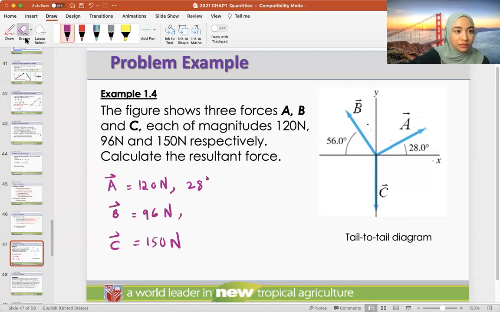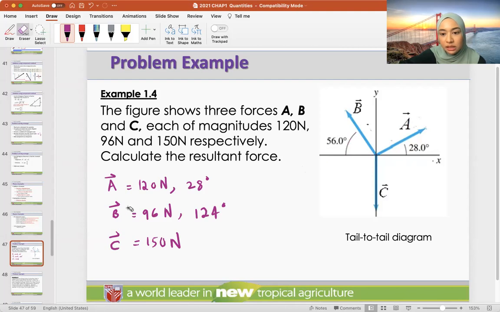Kenapa? 124? Sebab 180 tolak 56 tu. Okay, so Dan dapat. Betul, thank you for telling me that. So I hope everyone is aware. You do not use this angle because it is with respect to the minus x-axis. We don't want that. We want it to be with respect to the positive x-axis.